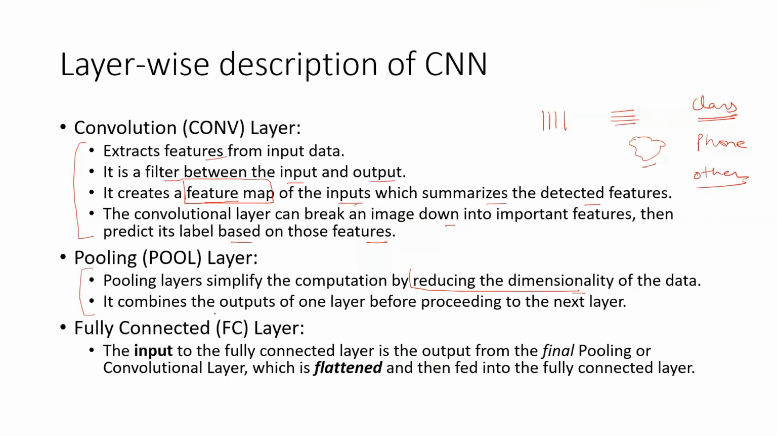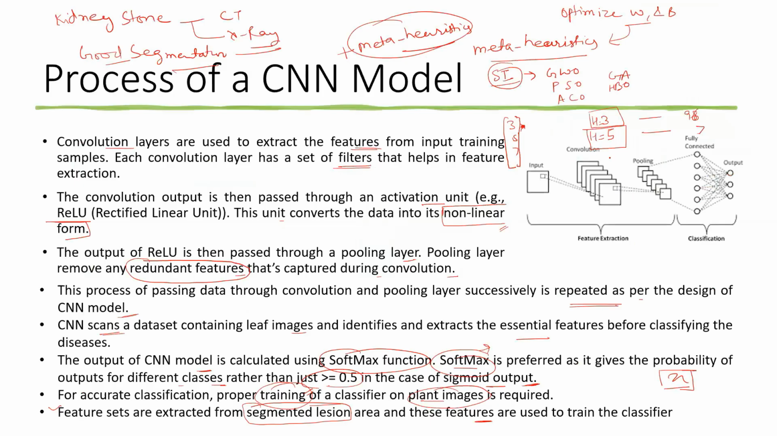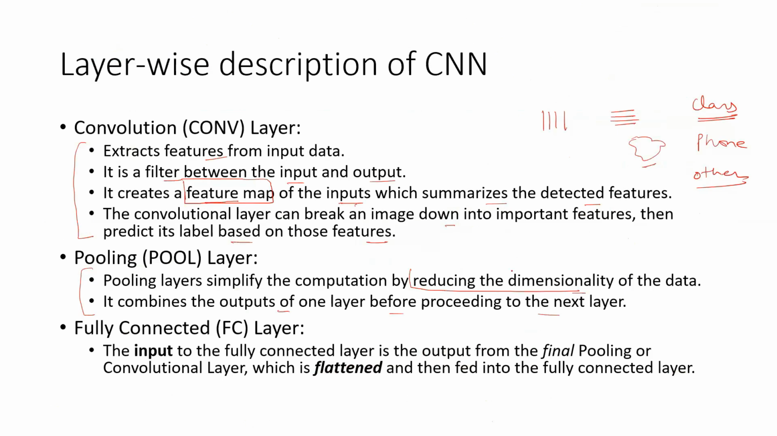It also combines the output of one layer before proceeding to the next layer. This is very important. Whenever you proceed to the next layer, you summarize the output of the current layer in order to provide input to the next layer. So the pooling layer is summarizing the output, combining the output of one layer before proceeding to the next. Layer-wise combination is also done by the pooling layer, so it is very important.